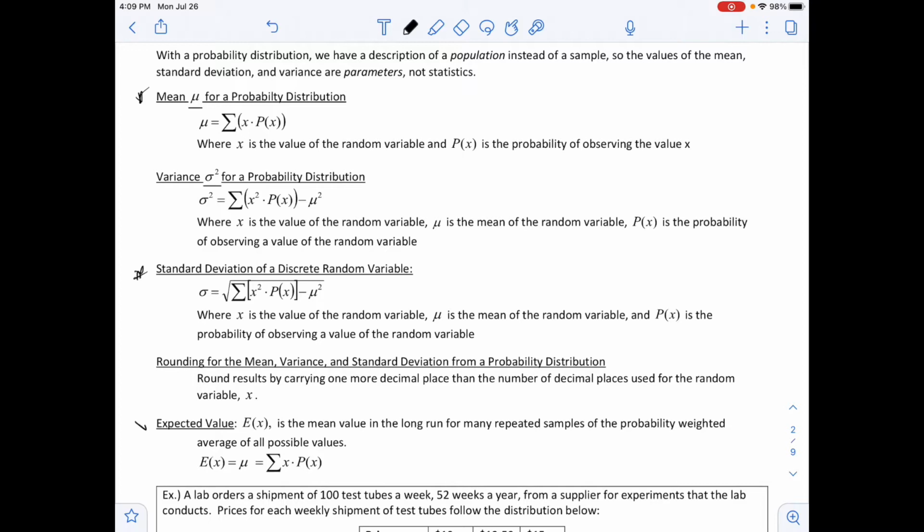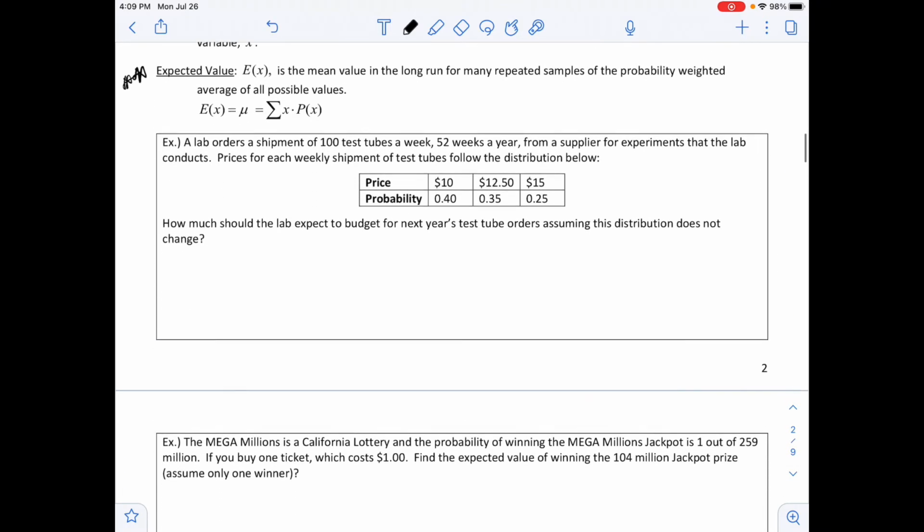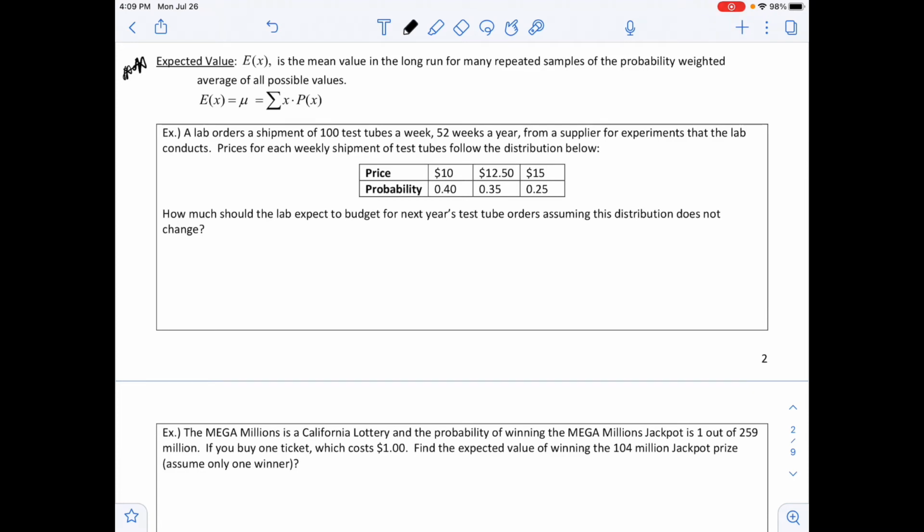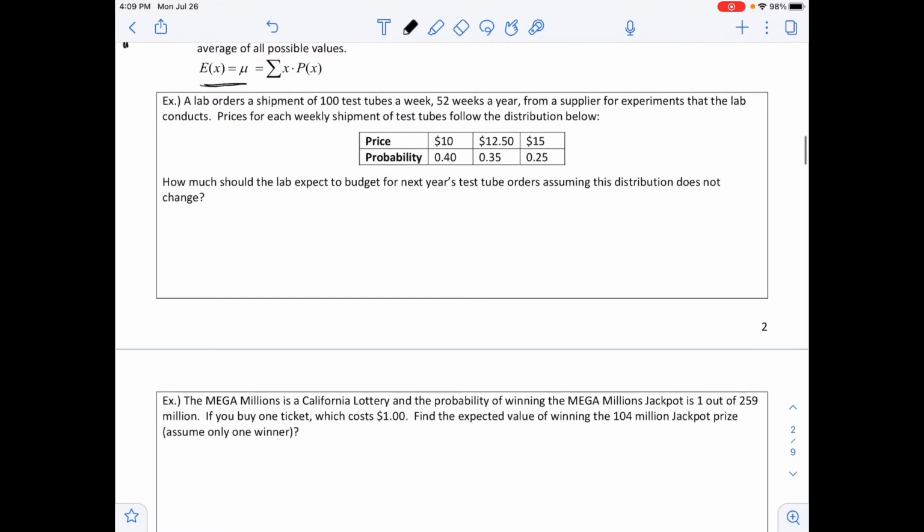The expected value is one that we do need to know. Give that a few stars. The expected value, E of x, is the mean value in the long run for many repeated samples of the probability weighted average of all possible values. So if you notice, the expected value is equal to the mean, which was stated up above.